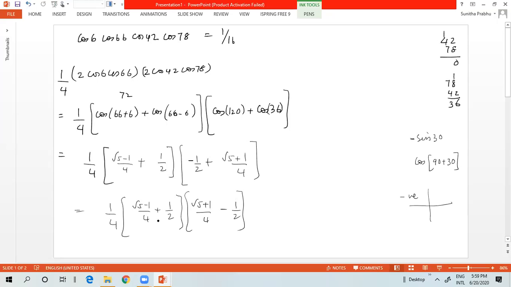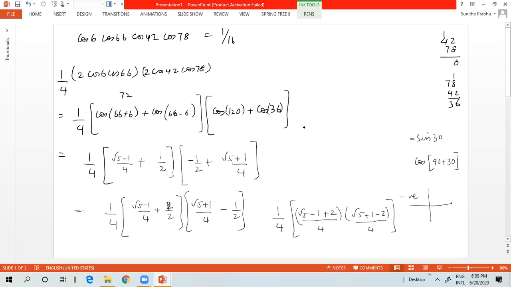Sorry, if you take LCM and add, you can just take A plus B. Yes, we will do that. So then we will get plus 2. Okay, I will do it nicely. So this will be 1 by 4 into (root 5 minus 1 minus 1 plus 2) divided by 4, and this into (minus 2 plus root 5 plus 1 minus 2) divided by 4.